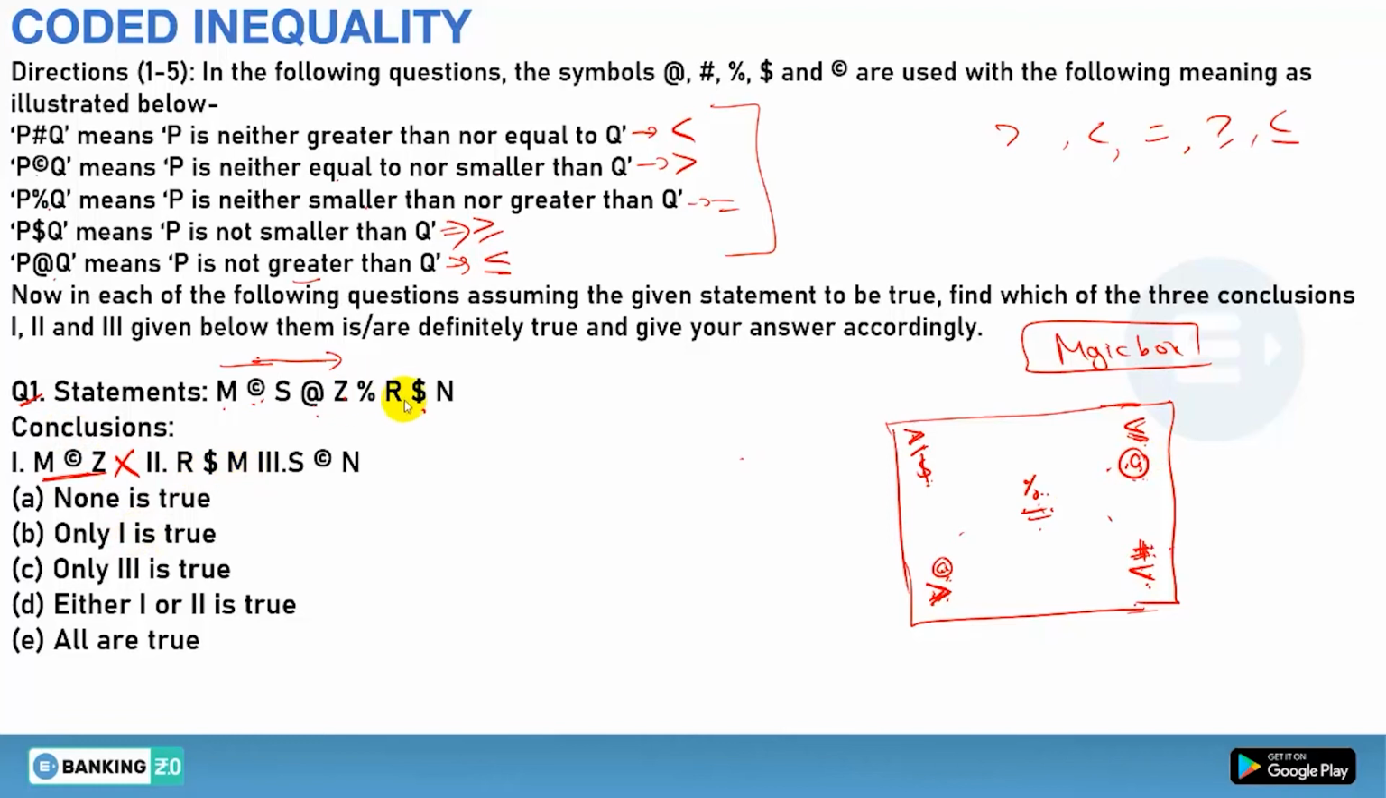Next is R to M. This is R and this is M. So you have to come in the backward direction. When you are going in the backward direction, you know that greater will change into less, less will change into greater, greater equal will change into less equal, and less equal will change into greater equal. That is what you know about the inequality symbols. But there are the codes. So whenever you are going backward, how do you have to change the coded symbols?